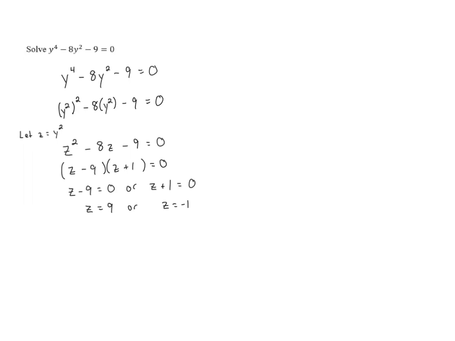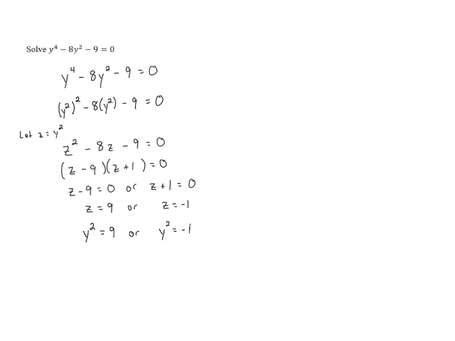Now, after we've solved for z, we need to back substitute, meaning substitute this back in to get everything in terms of y, because we were asked to solve an equation with y in it, so we need to figure out the values of y that make that true. So now, wherever we see the z, we're going to replace it with y squared. So we have y squared equals 9, or y squared equals -1.